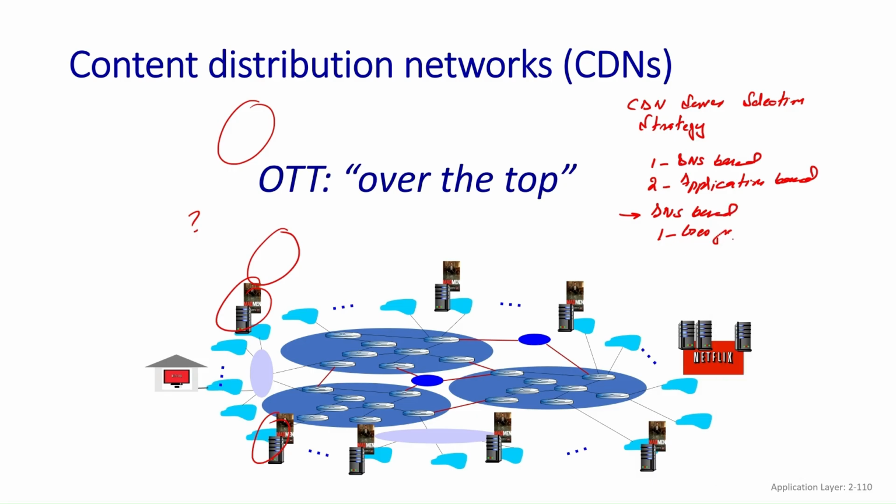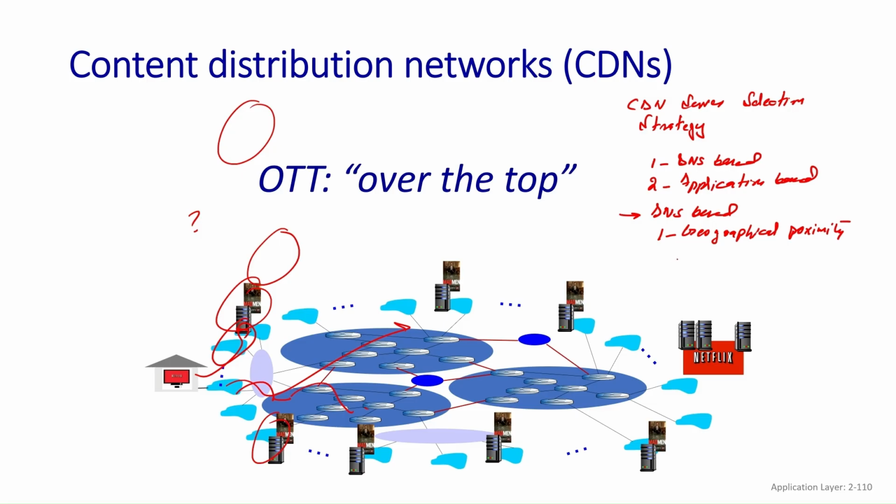So DNS based means it is based on geographical proximity, closeness. The server which is closer to me will be selected. I will only select another server if I am experiencing a problem with the server. Maybe the server has a lot of load, maybe the network is congested at the moment, and I can switch to another server. But the choice is based on geographical proximity.